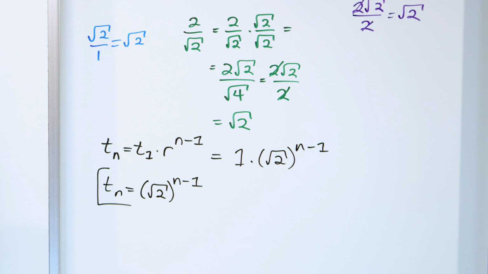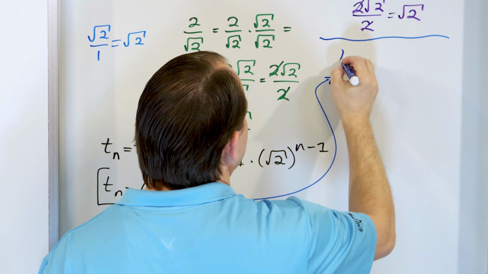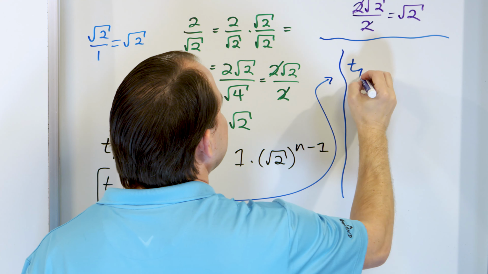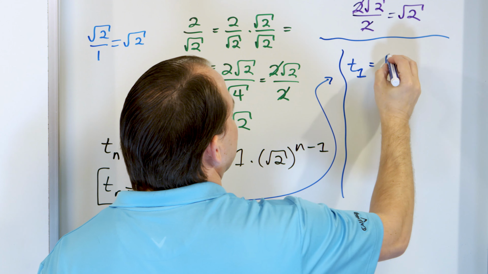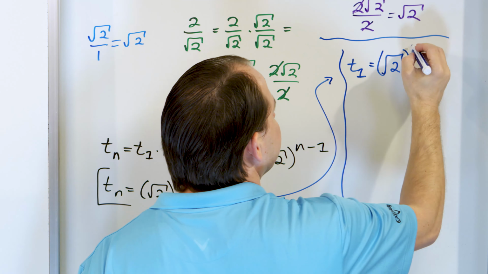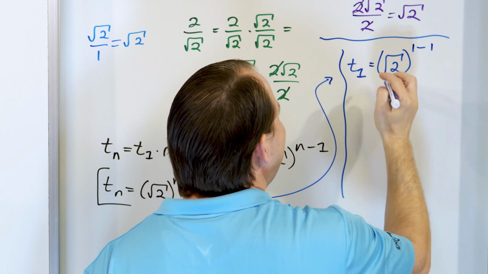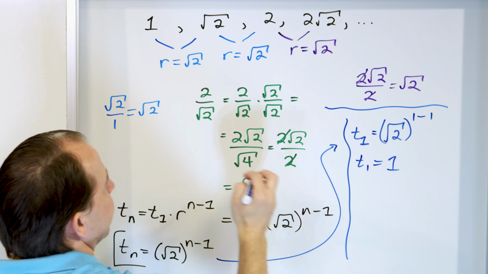Now, especially when you have a weird one like this with radicals, it's a really good idea to go ahead and try to check your work. So let's go ahead and at least recover the first couple of terms here. First term is going to be square root of 2 to the power of n minus 1. But the term is 1, so it's 1 minus 1, so that's a 0 power. So the first term is 1. That's exactly what we have.